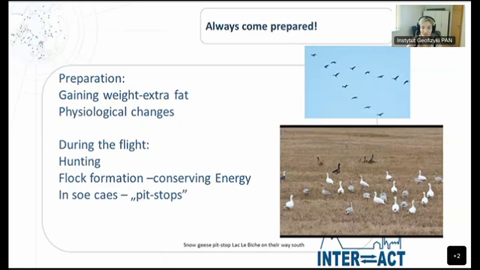How do they know it? They just know. Also, it allows them for a better orientation and communication within the group, so that no one is left behind. So it's the so-called V formation, like geese, for example.